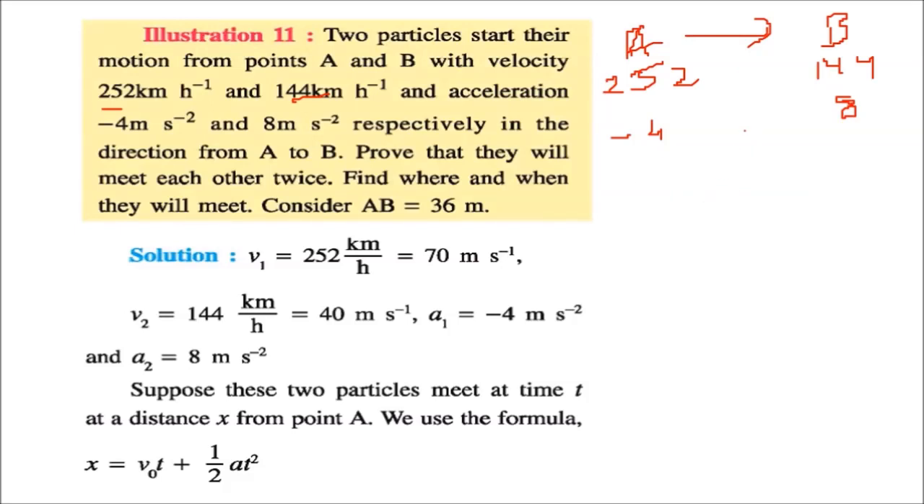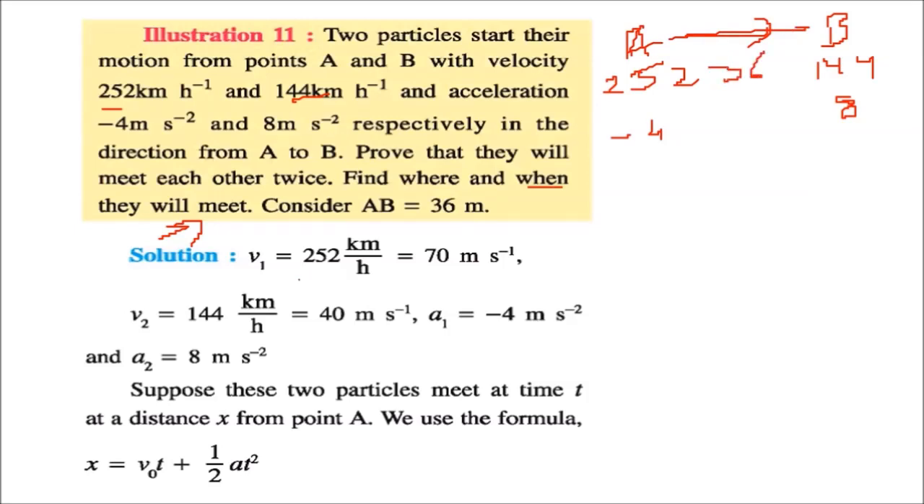So we will get a quadratic equation, and we'll get some roots. Those two values will show that they meet twice. From where and when they will meet, we'll find this out. First of all, the time will be found, and then the distance. We have to consider the distance between A and B as 36.